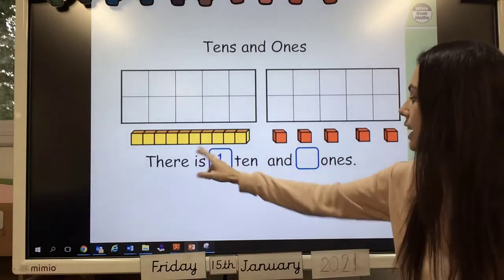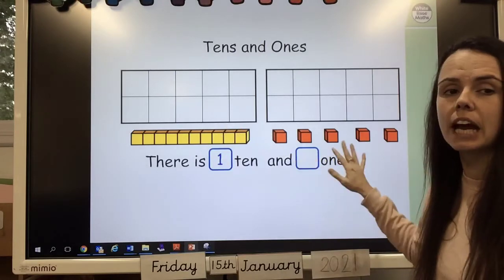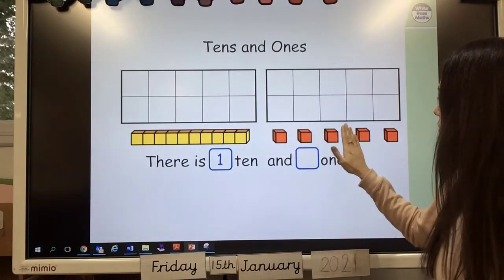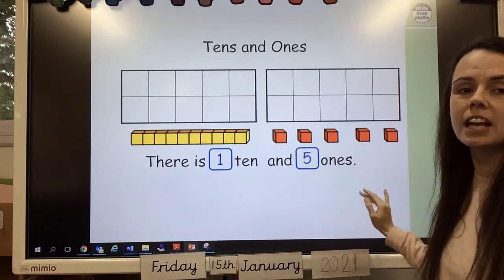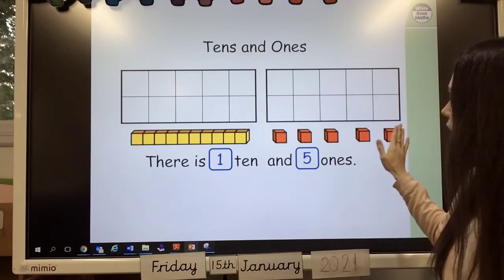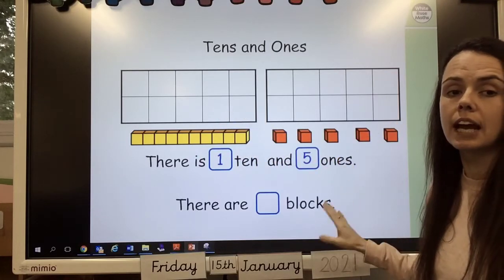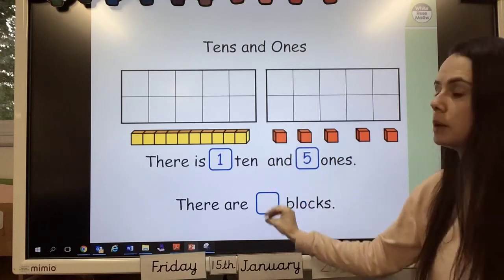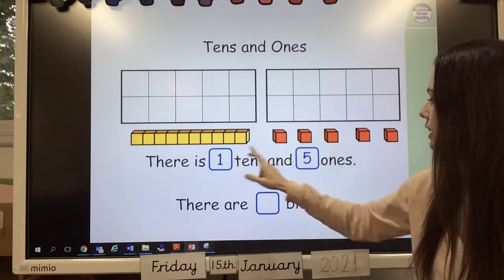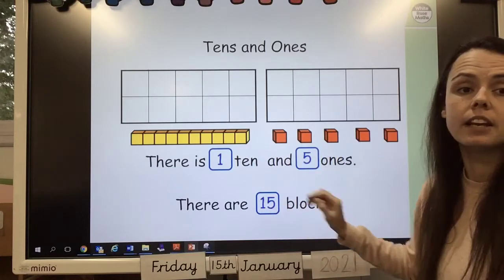Well done. So there is 1 stick of 10. And how many individual cubes have we got? 1, 2, 3, 4, 5. Fantastic. So here there is 1 ten and 5 ones. And that means in total, how many blocks have we got? 10 and 5, 15.